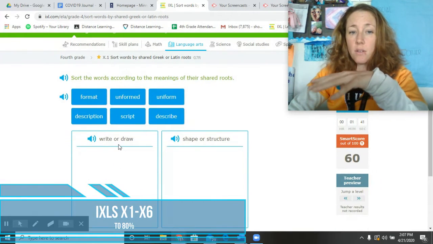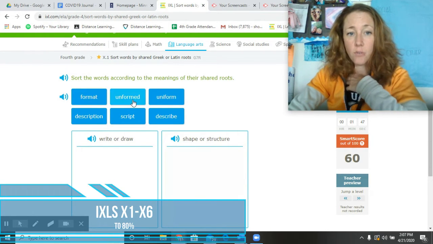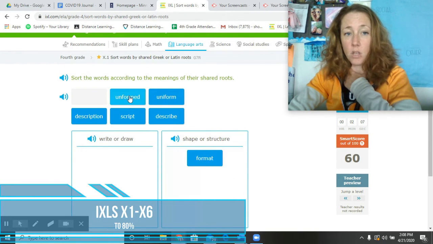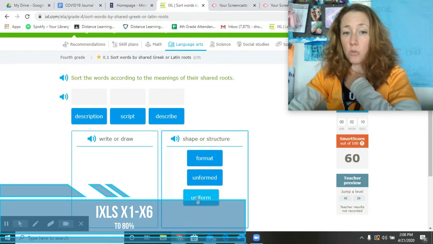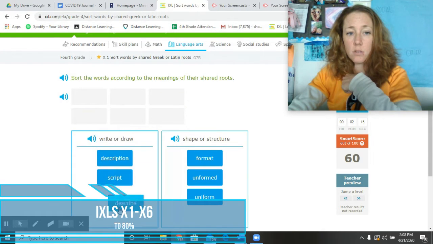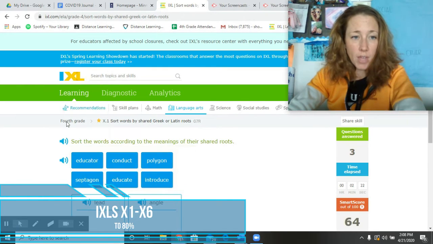So read the words, figure out what's your root word first. Like in this one, I have format, unformed, uniform. So one of my base words is going to be form. And then I have script, scribe, script. So which one makes sense? Like if I'm formatting something, it's the shape of what I'm writing. Or if something's unformed, it doesn't have any shape. Or uniform is the structure of something. Everything's uniform, the same shape. So that means all these would have to be to write or draw, like if you write a script. Anyway, so that's what you're doing for that one. And then let's keep going.